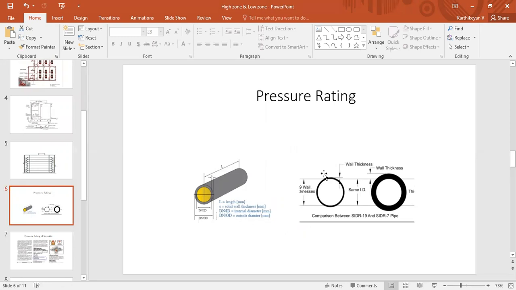Schedule 40 pipes will cater a particular pressure, and schedule 80 pipes will cater a higher pressure. In our firefighting discipline, high pressure clean agent gas systems and high pressure carbon dioxide systems use schedule 80 because they are high pressure systems. So the pressure and the wall thickness are related. If the schedule increases, the wall thickness increases, so the pressure catering capacity also increases. This is the relation of pressure and material thickness.